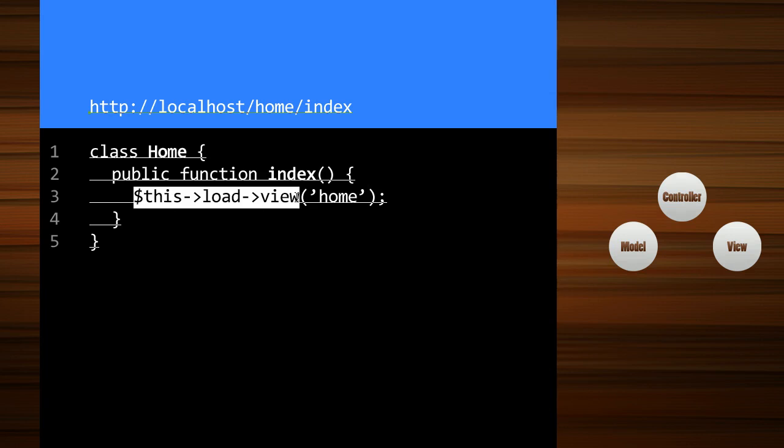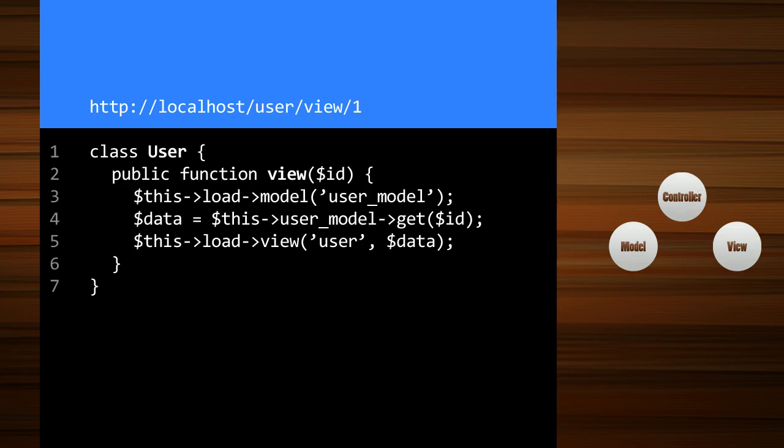This is the actual code to load a view in Codeigniter. This load view, and then the name of the view. In this case, it's home. And that's pretty simple. For the third and final example, this one's with a parameter and a model. Might look a little scary at first, but let's break it down.